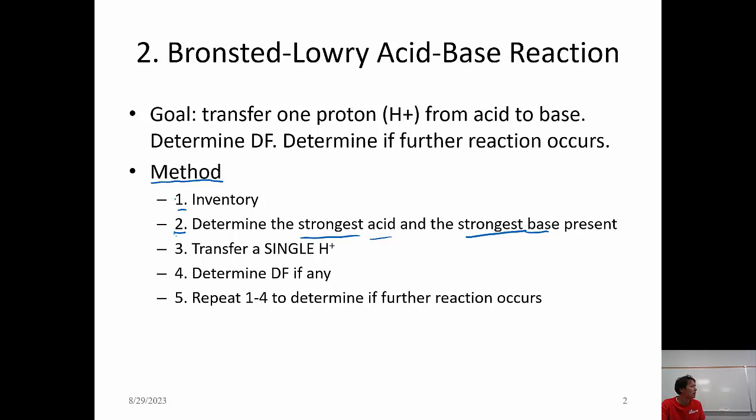And then 3, we transfer a single proton from the acid to the base. 4, we determine if there's a driving force, dF. If there's a driving force, then that reaction should be downhill and it should occur. If there's no driving force, it's uphill, and we predict no reaction or no significant reaction. Since we're doing this one at a time, a single H+, we repeat the steps in case there's further reaction that can take place. So we do it one step at a time.